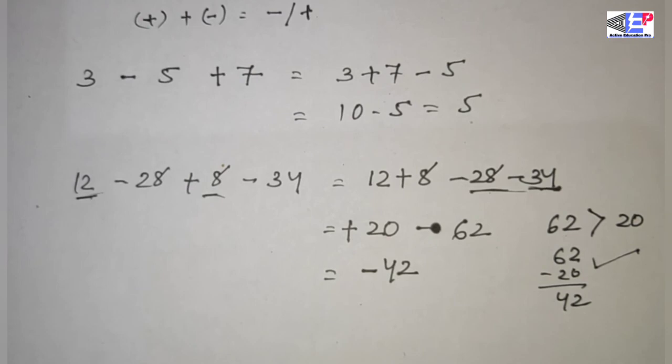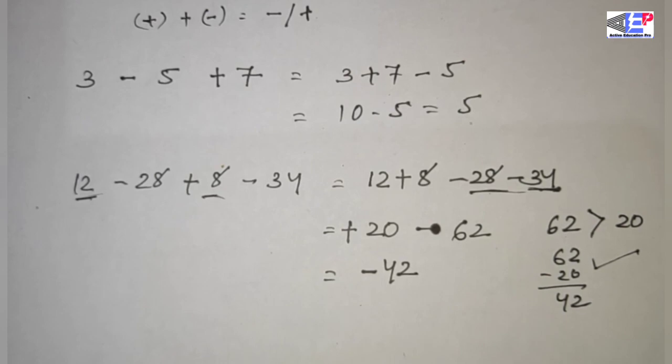So another clue for the calculation of integers: when all the integers are of the same sign, you put the sign and add the numerical value. But in the case of opposite signs, you have to subtract the numerical value. Okay, so these are two examples on calculation of integers.